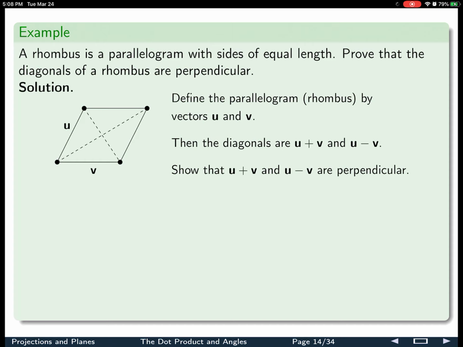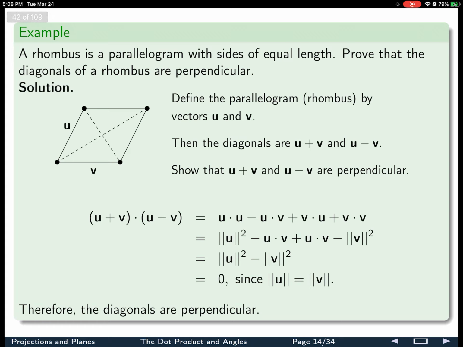To show that these are perpendicular, it would make a lot of sense to take the dot product between these two vectors, u plus v and u minus v, and set that dot product equal to 0 and see what happens. It will be nice if this turns out to be 0. So we're taking the dot product here and using the distributive property. Then the middle terms cancel out nicely, u dot v and minus u dot v and plus u dot v. And all we're left with is the magnitude of u squared minus the magnitude of v squared. And since this is a rhombus and u and v are of equal length, then that right-hand side is 0. So the diagonals have a dot product that's 0 and the diagonals are perpendicular.